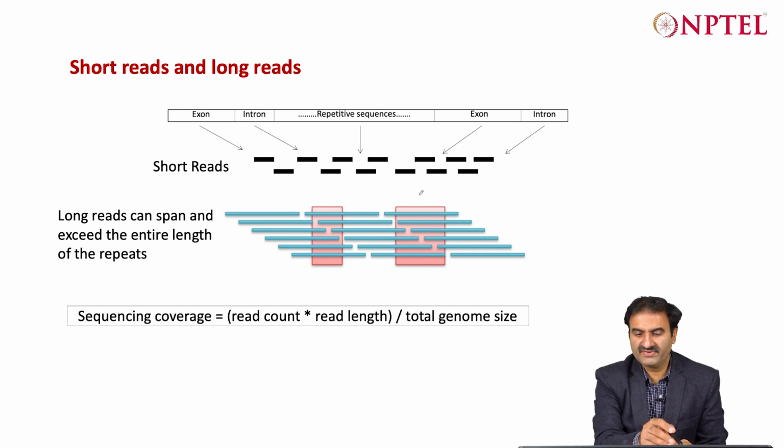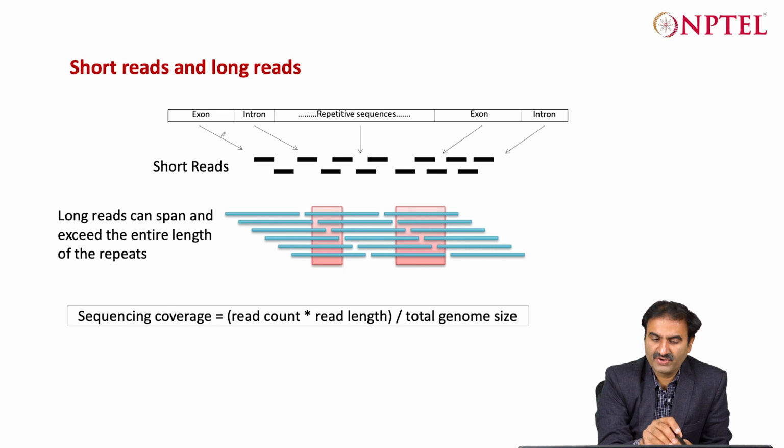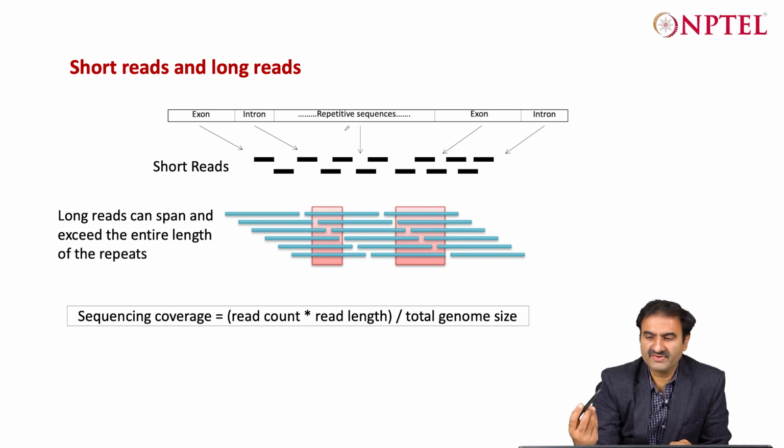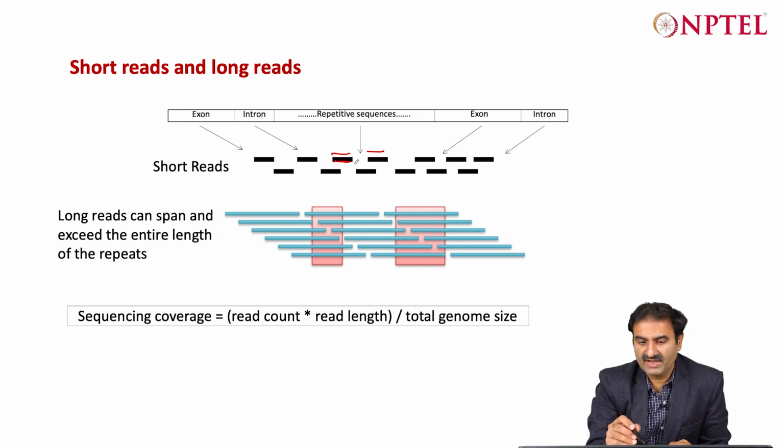If this is the genome, you can see that there are exons, introns, repetitive sequences, intergenic regions. In the case of repeats, if I am using a short read, you can see that this read is coming within the repeat. If the repeat is like 80 AG, 80 AG, 80 AG, you will not know where it is starting and where it is ending. So you can fit this read in this place or that place.